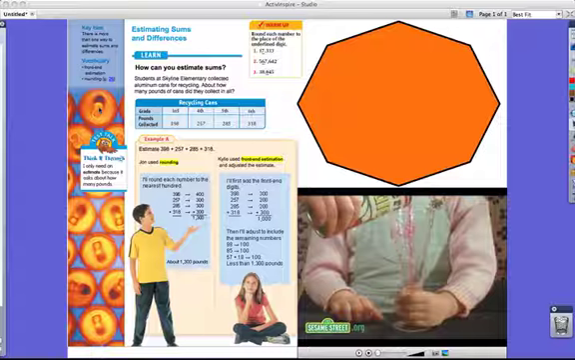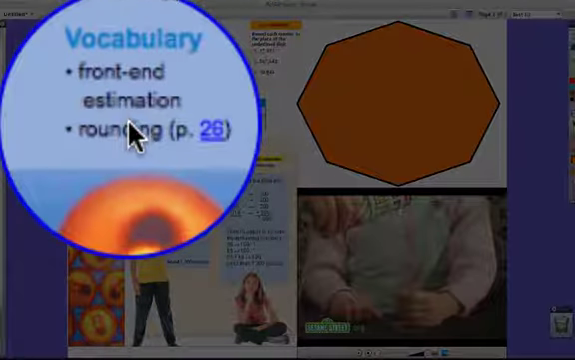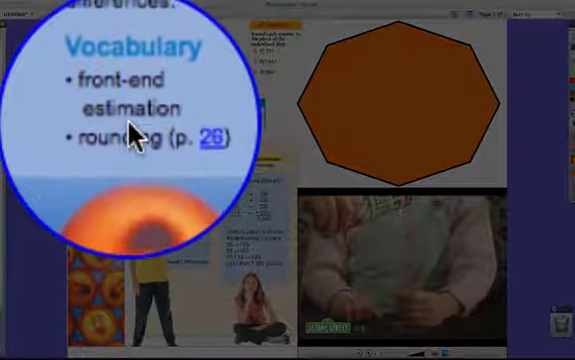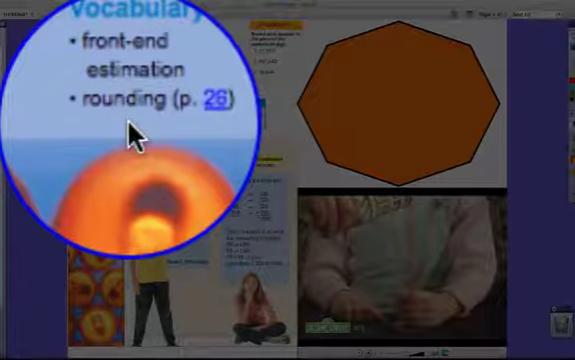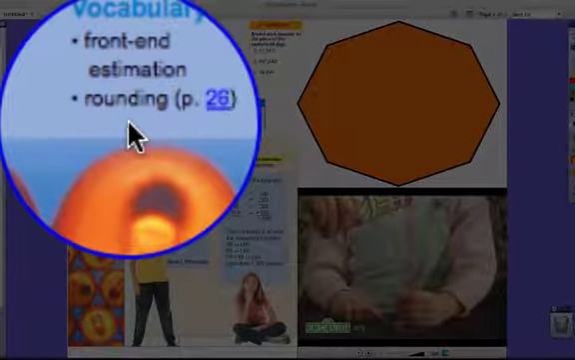All right, let's get started. We have a question here: how can you estimate sums? That's a very interesting question. Well, there are two ways you can go about it. If you look over here in the vocabulary section, we have front-end estimation and we have rounding. Those are the two strategies you can use when you want to estimate sums.